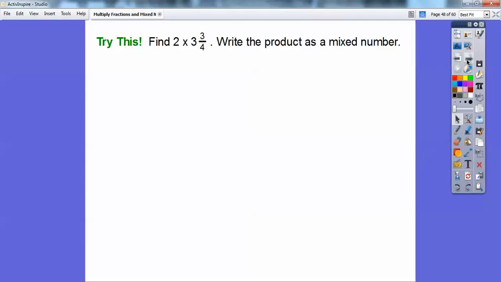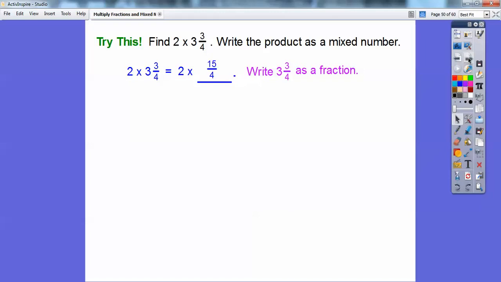All right, so find 2 times 3 and 3/4. Write the product as a mixed number. Okay, so what I'm going to do is change 3 and 3/4 to a fraction. So I'm going to go 4 times 3 is 12. 12 plus 3 is 15, so this equals 15/4. So that's what I'm going to put right there.